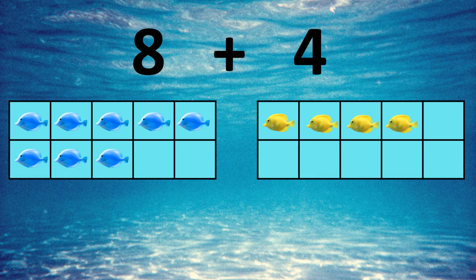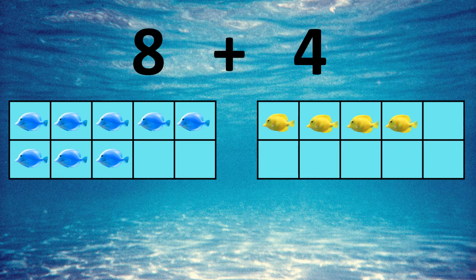This model shows 8 blue fish and 4 yellow fish. If we use the make a 10 strategy to figure out how many fish there are altogether, I need to move some of my fish around to fill up a 10 frame.